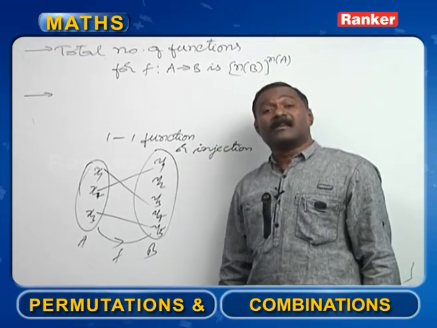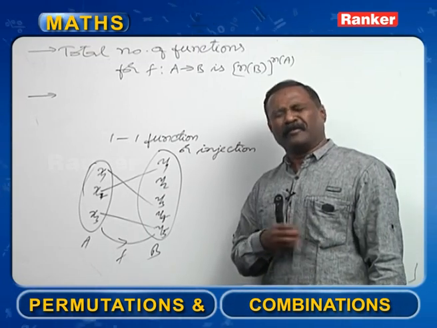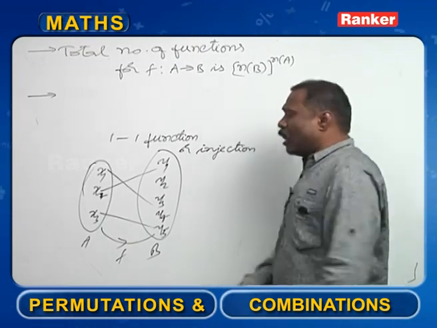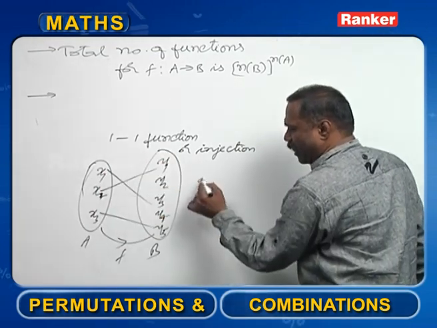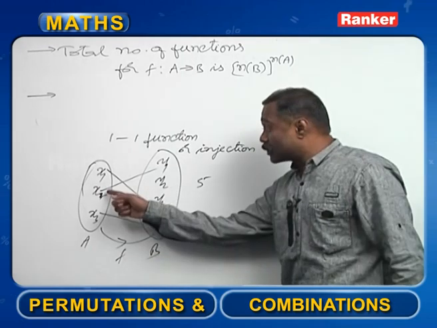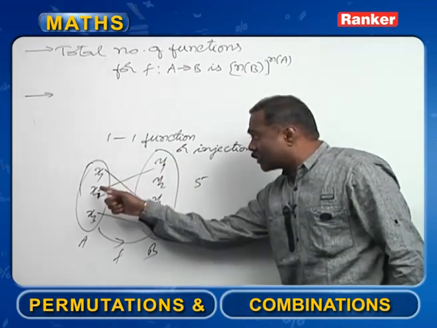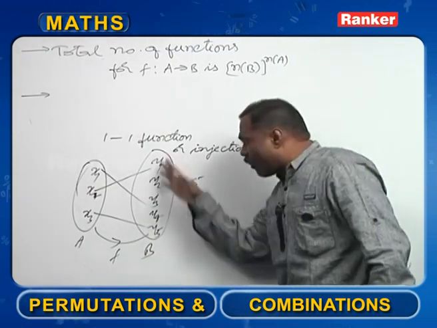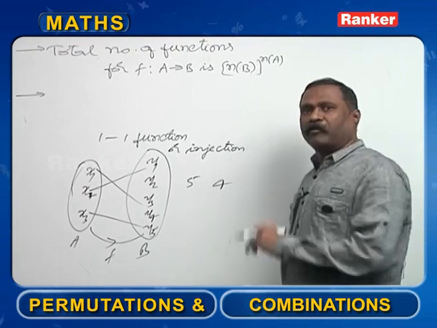So now our interest is how many injections can be formed. Very simple, I'll take it like this. For x1, how many elements can be mapped? 5 elements can be mapped. For x2, because x1 is already mapped to one of these elements, x2 will not have 5 elements, but only 4. So the second operation can be performed in only 4 different ways.